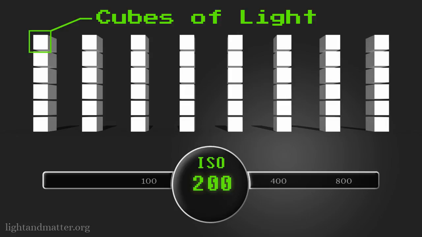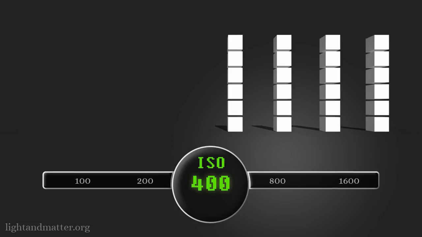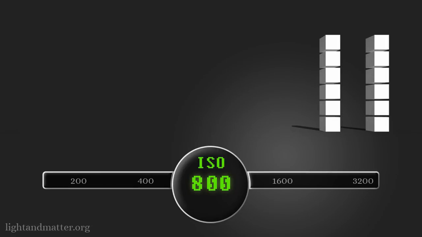Suppose for a moment that light enters your camera in neat little cubes. And let's say these are the cubes it takes to get a correct exposure at ISO 200. It's 48 cubes. If you set the camera to ISO 400 instead, the sensor only needs half as much light, 24 cubes. Set it to 800, and again, it's twice as sensitive, and you only need 12 cubes.